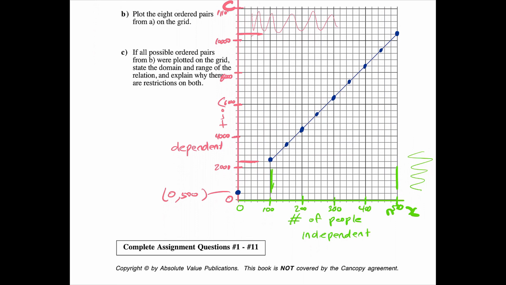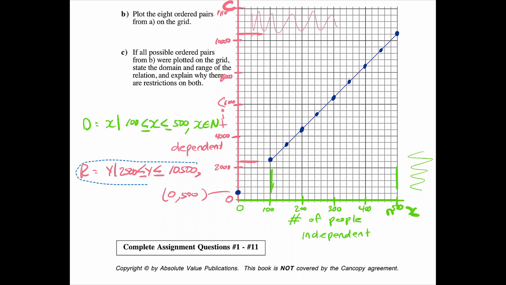Okay, so let's start off with our domain. So the domain is going to equal x such that x is greater than or equal to 100 and less than or equal to 500, and x is a subset of all natural numbers. And the range is going to be y such that y is greater than or equal to 2,500 and less than or equal to 10,500. And running out of space here, so I'll just make that a little bit smaller.